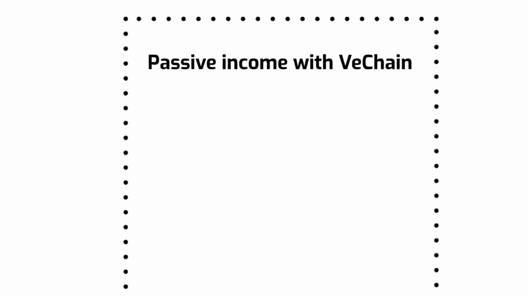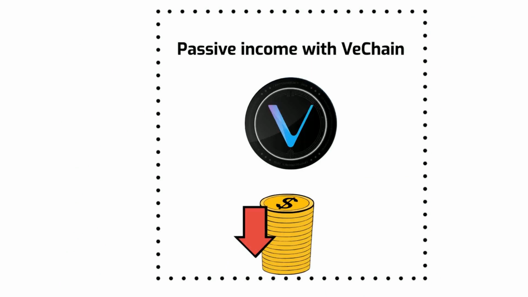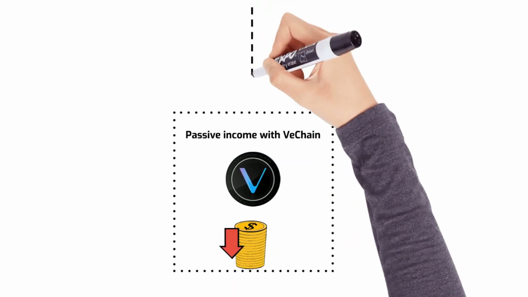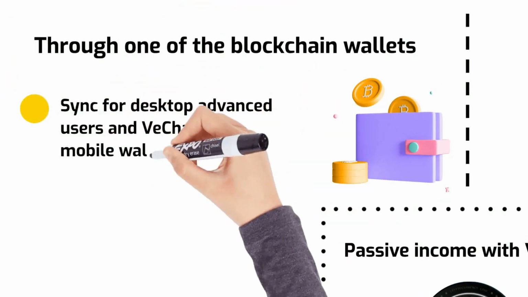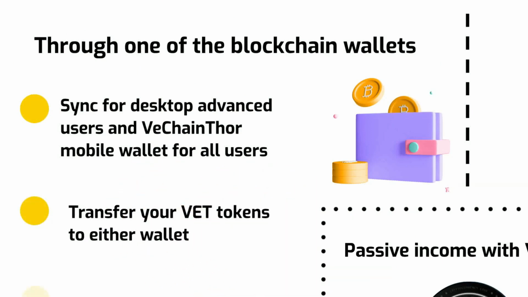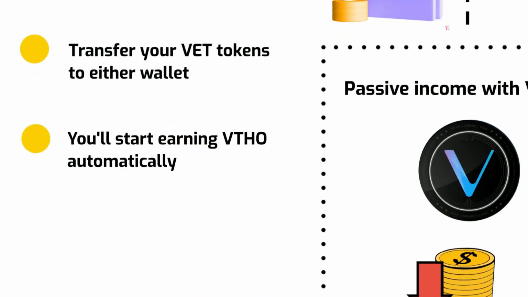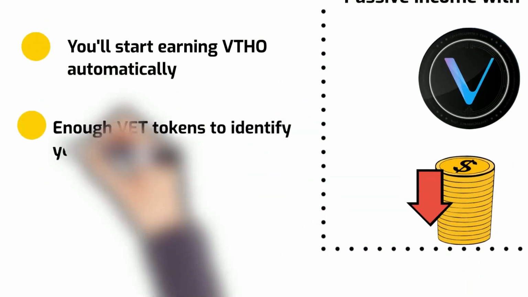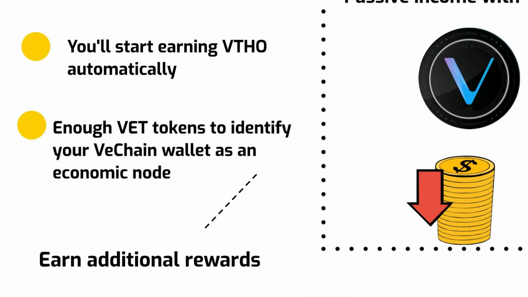You can make passive income with VeChain through crypto staking, although reward rates are on the low side compared to other cryptocurrencies. The traditional way to stake VeChain is through one of the blockchain wallets it offers: Sync for desktop advanced users and VeChainThor mobile wallet for all users. All you need to do is transfer your VET tokens to either wallet. Once you do, you'll start earning VeTHO automatically. Although reward rates are low for the casual investor, VeChain offers several tiers of rewards. If you have enough VET tokens to identify your VeChain wallet as an economic node, you can earn additional rewards.